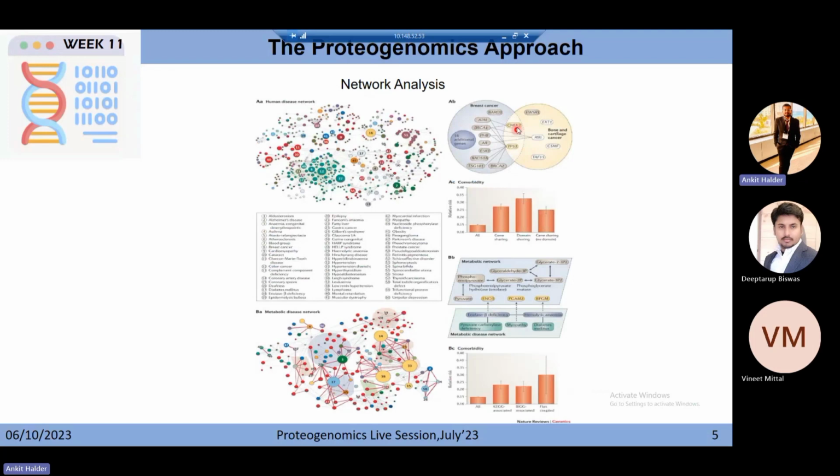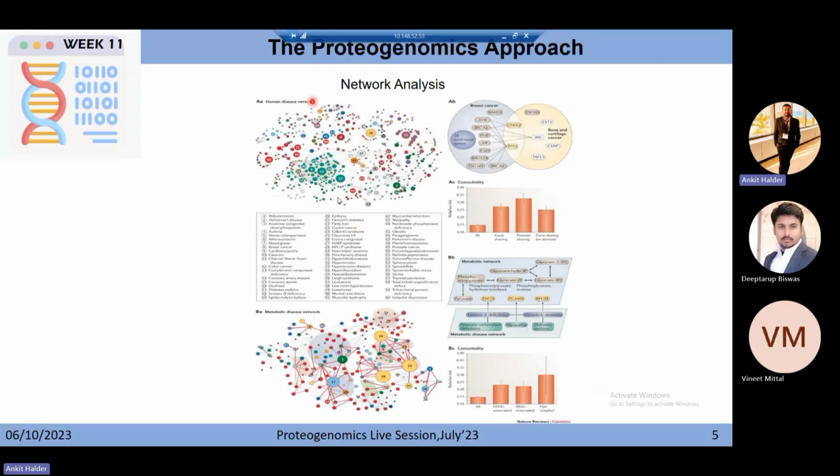This is an example of overlapping proteins and overlapping genes with different other cancers. So this is for the full human disease network. This manuscript tried to show the network considering the genes and proteins for all the diseases taken. Here you can see that around 60 diseases were taken.